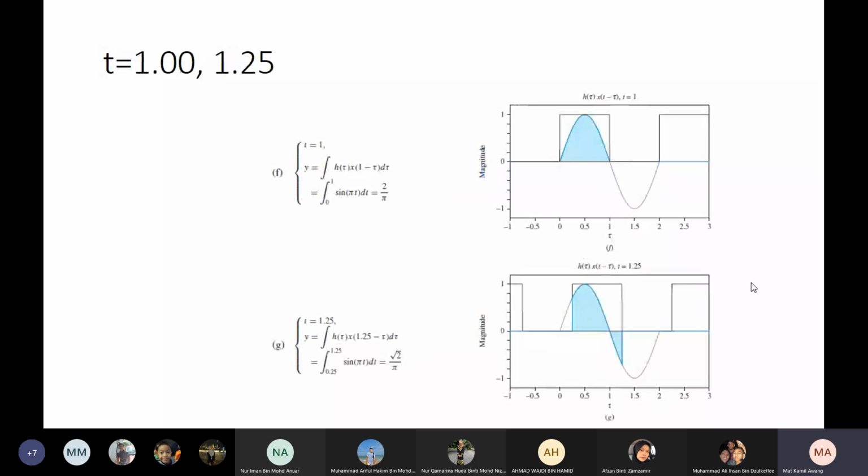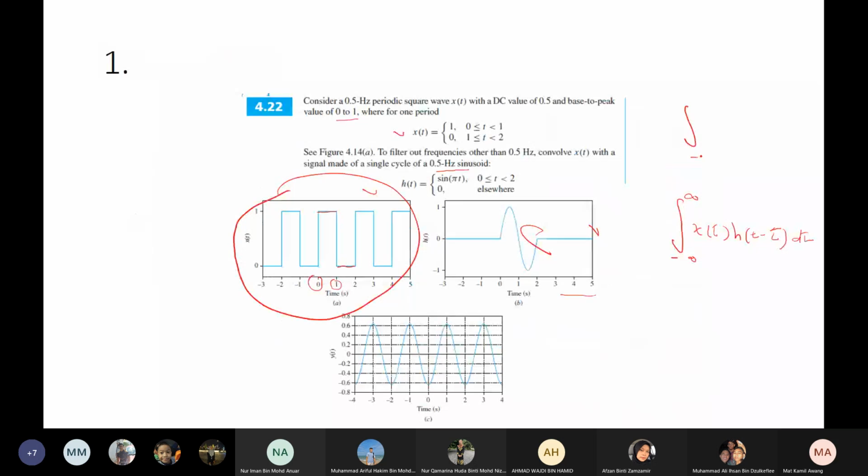Basically, it's either this or the integration from minus infinity to infinity of h of tau x of t minus tau d tau. So both will give you the same answer. It's either this one is moving or this one is moving. In the solution, they use this one, so I'm going to stick to this solution.